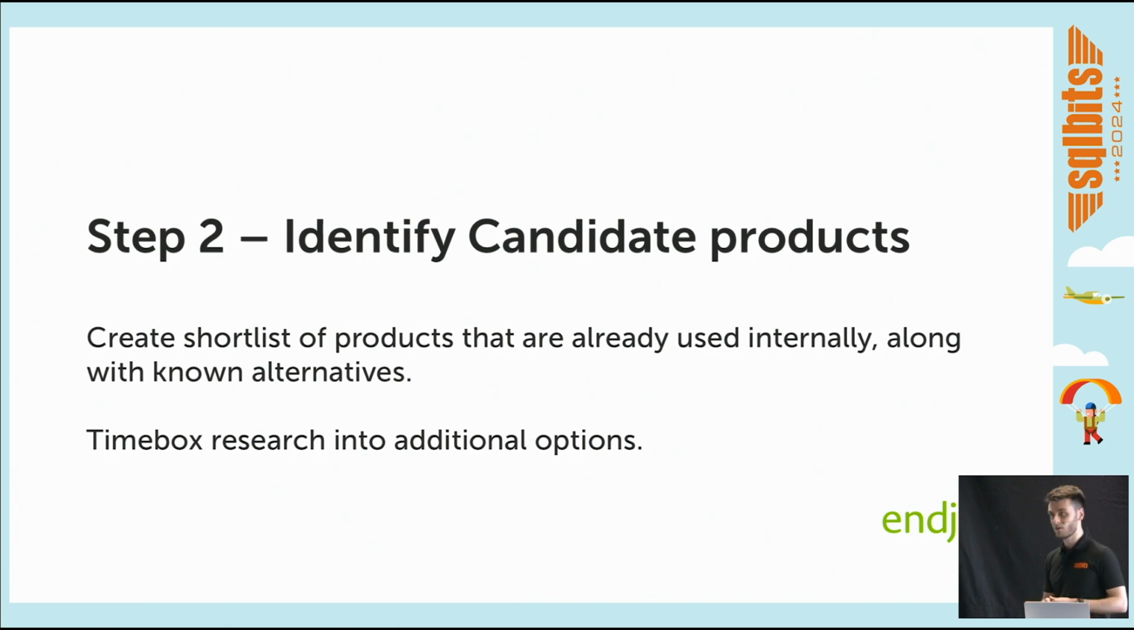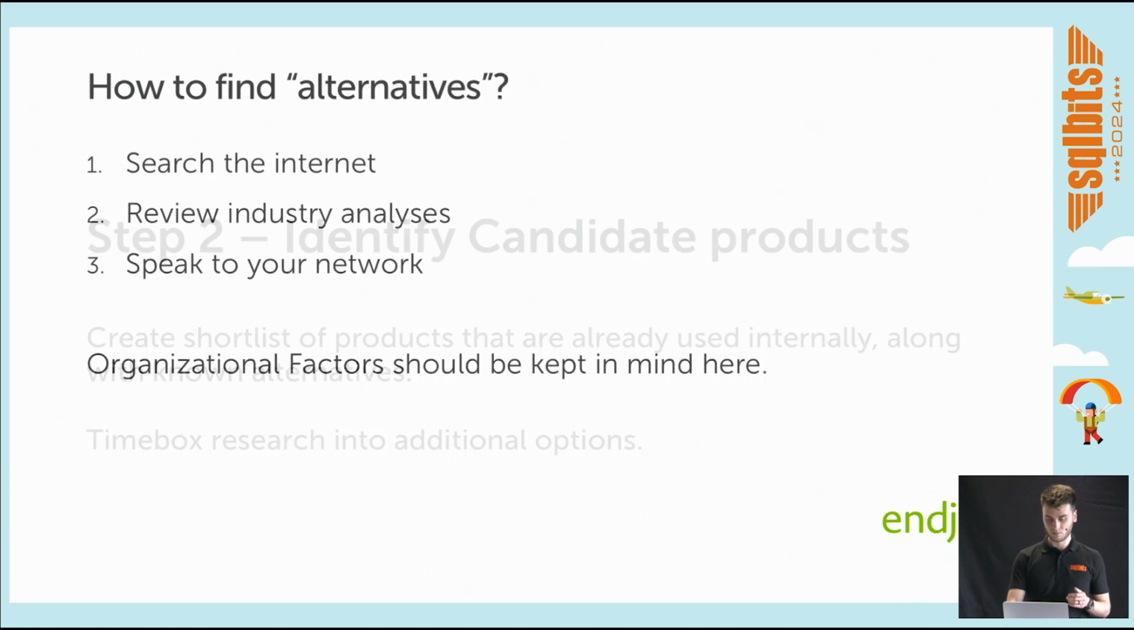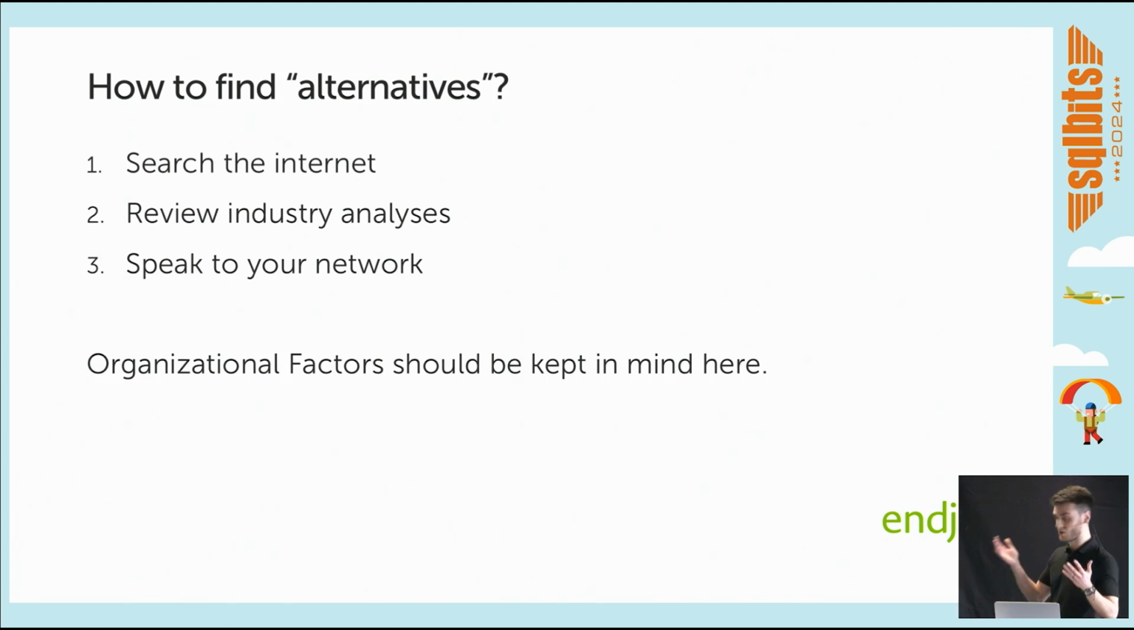And then if you need some more, if you want to do some more due diligence, time box some research into additional options. This could be by speaking to your network, searching the internet, or even reviewing industry analyses. Gartner, Forrester, they all publish their own thing. You've got to take that with a pinch of salt because their evaluation criteria might not match yours.